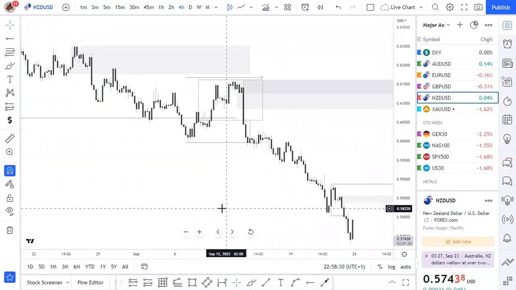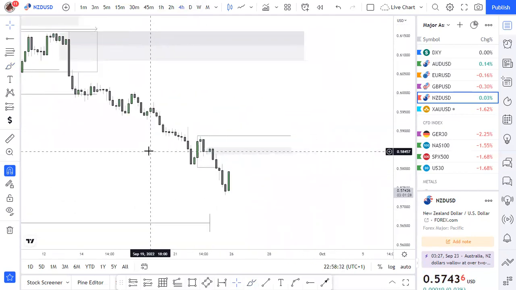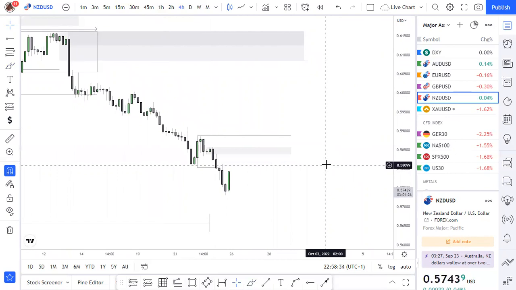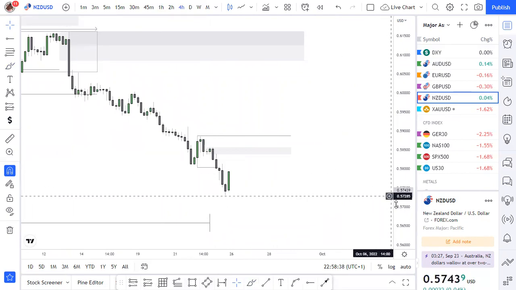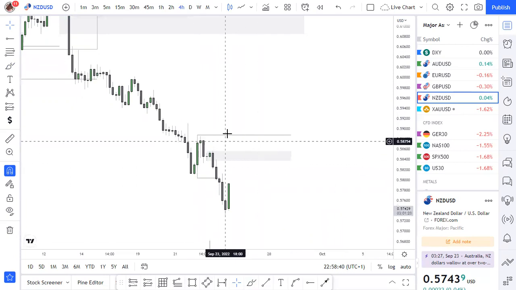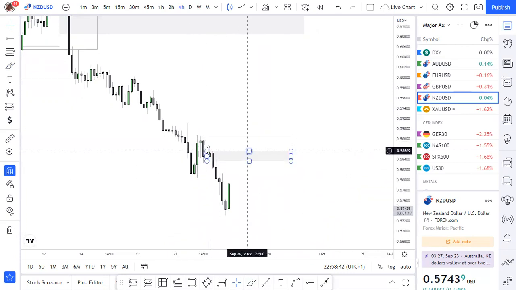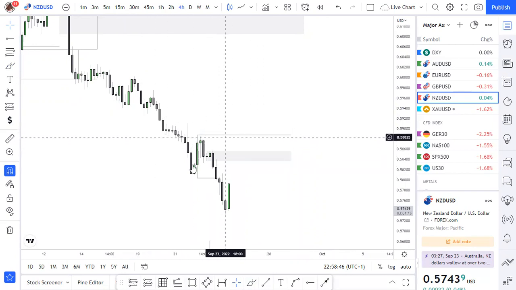So as I said, the same thing as that of Euro USD, AUD USD, pound, they are just the same thing. So until price breaks above this high, we are still bearish and will continue taking sales. That's it.